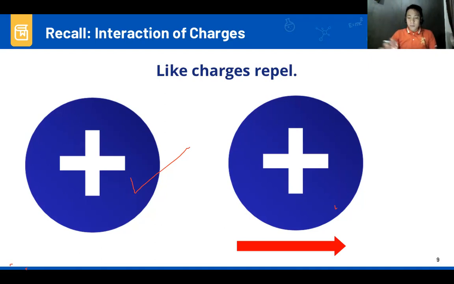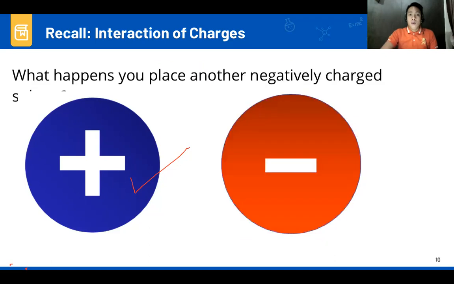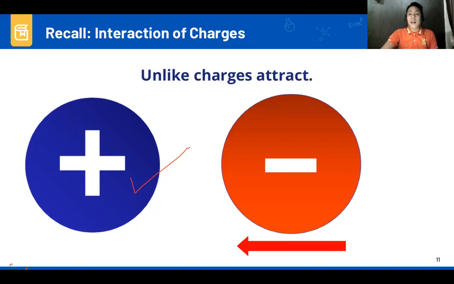Okay? Next one. What happens if you place a negatively charged one? So if we have like charges, they will repel. If we have unlike signs or unlike charges, of course they will attract. Unlike charges attract. Again, the same, repel; unlike, attract. Okay? Easy to memorize.